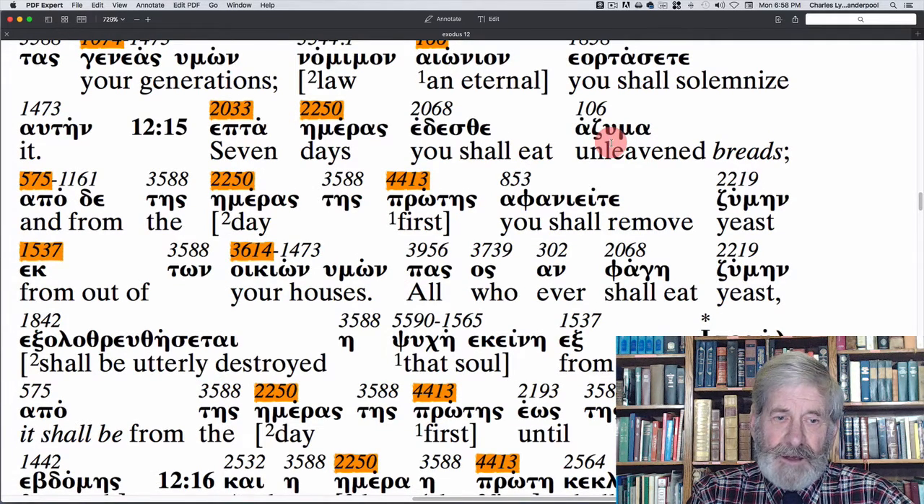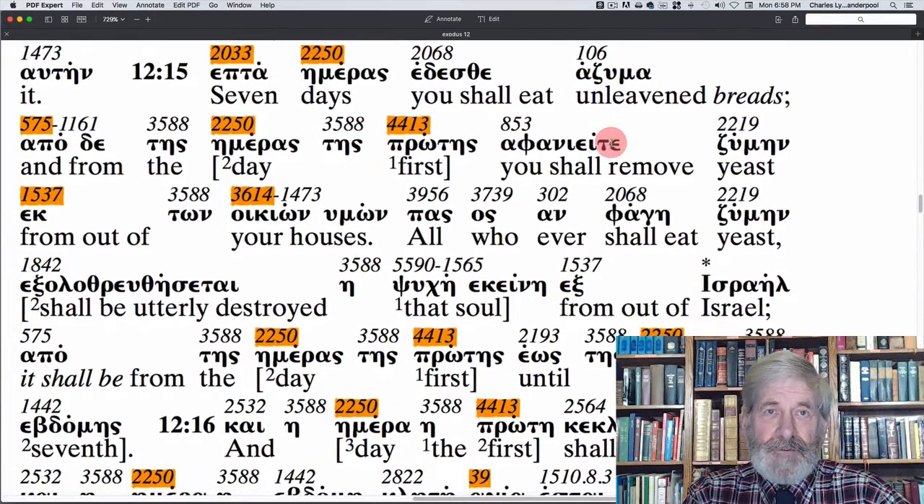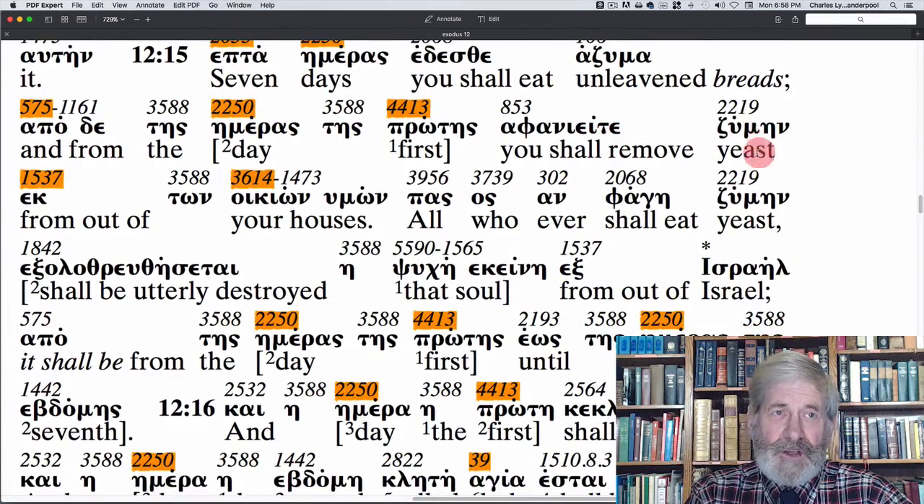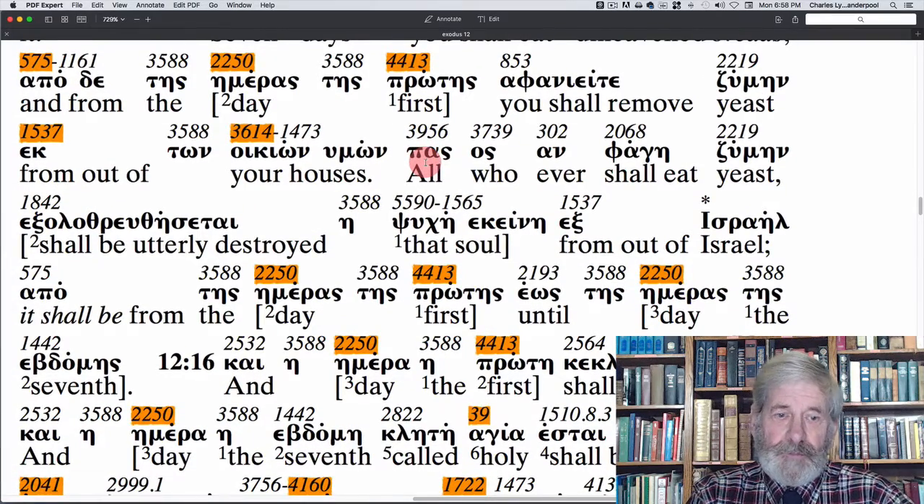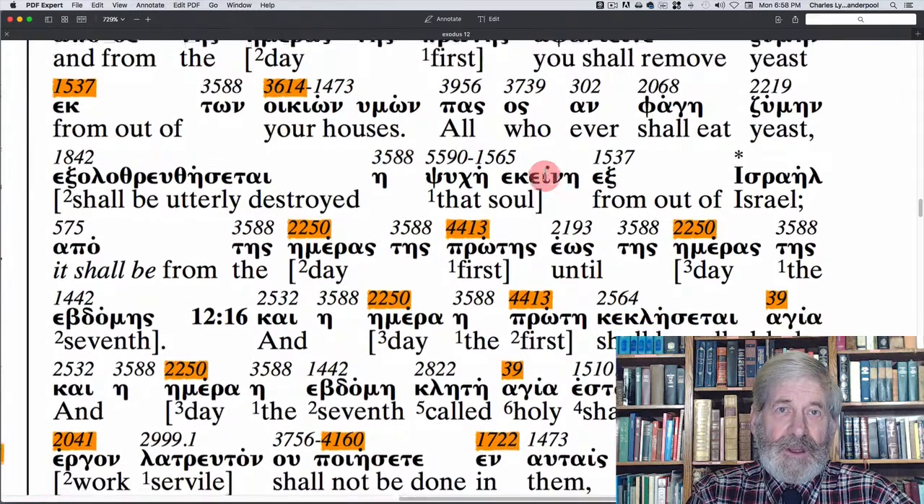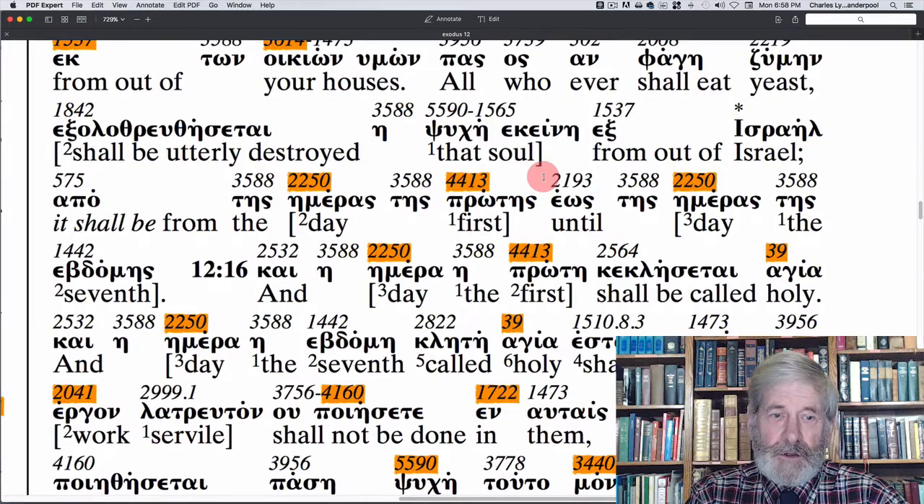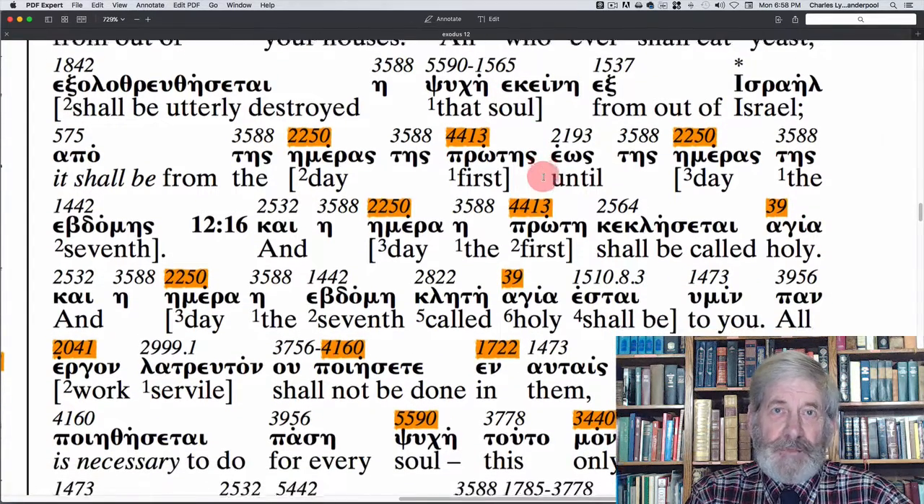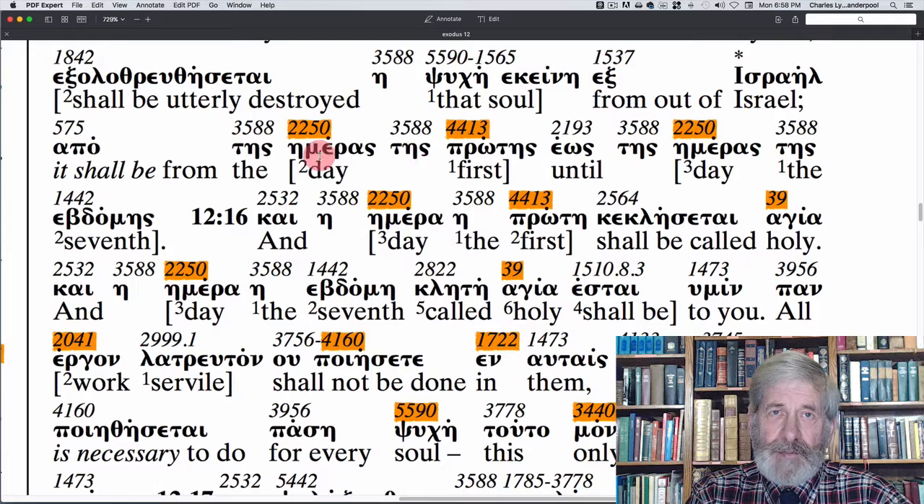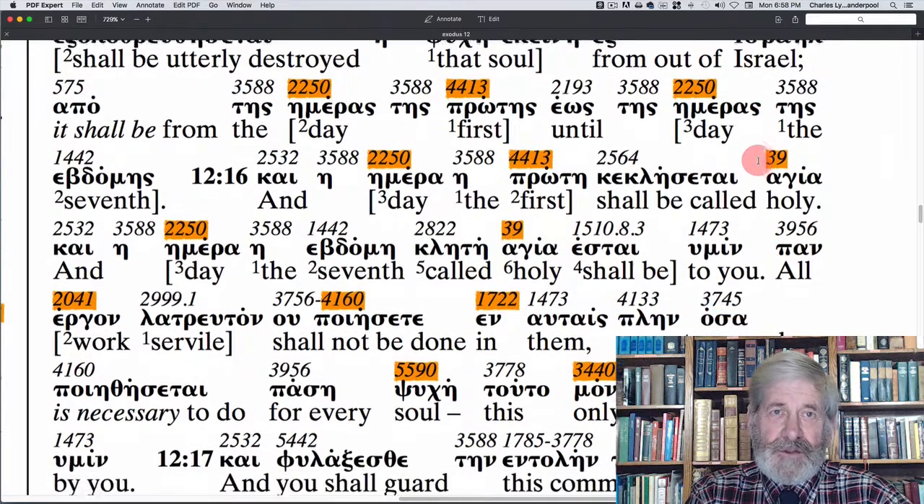Zima, we have number 2219. Zimi is leaven, and as I mentioned, they relate that to sin. And from the first day you shall remove yeast from out of your houses. Whoever shall eat yeast, that soul shall be utterly destroyed from out of Israel. It shall be from the first day, protos imeris, until the 7th day, imeris tis abdomis.